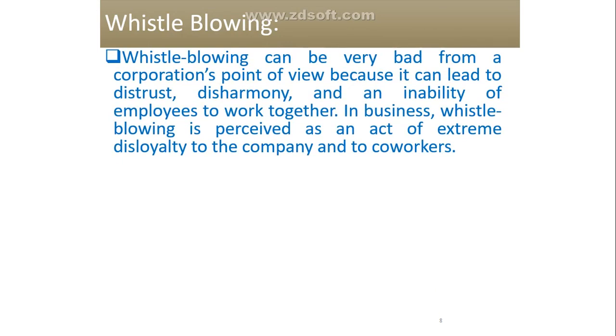Whistleblowing can be very bad from a corporation point of view because it can lead to a distrust. طبعا يا اخوانا الحقيقه فيها distrust واضحه يعني انه الشخص بيمشي يقول انا المؤسسه بتاعتي بتعمل خطا also disharmony يعني كده المؤسسه بتاعت harmony and inability of employee to work together. تخلي انه معناته في صعوبه في العمل العماله تشتغل مع بعضها.